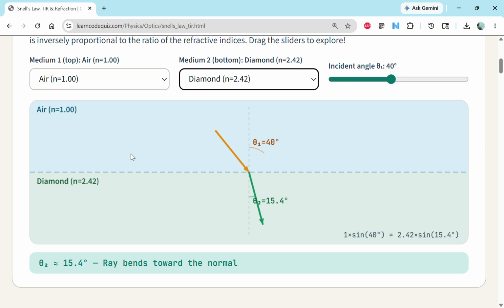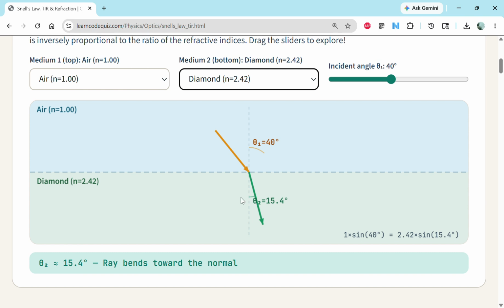Now let's closely observe this. You can clearly see this is the angle of incidence, this is the incident ray, and this is the refracted ray. Now if you see these two media, the interface of the media is this dotted line. And if you draw a normal perpendicular to this interface, then the angle that the incident light makes with the normal is much higher compared to the refracted light, as you can see here.